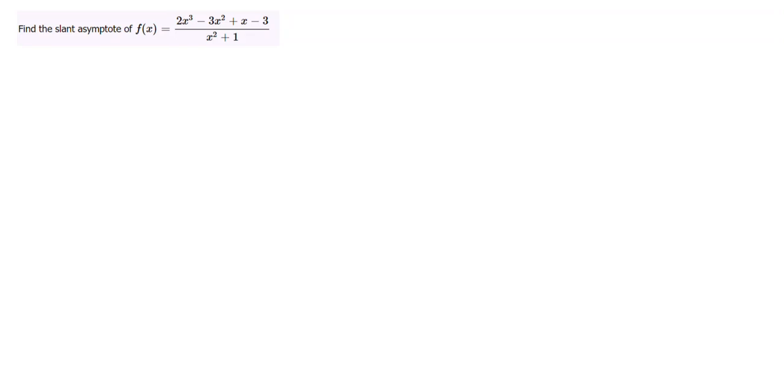In this question, we're asked to find the slant asymptote of f of x. But before we do that, let's look at this function and decide whether we should be looking for a slant asymptote, or maybe a horizontal asymptote. If you remember, the way we know this is going to have a slant asymptote is because the degree of the numerator is higher than the degree of the denominator, right?